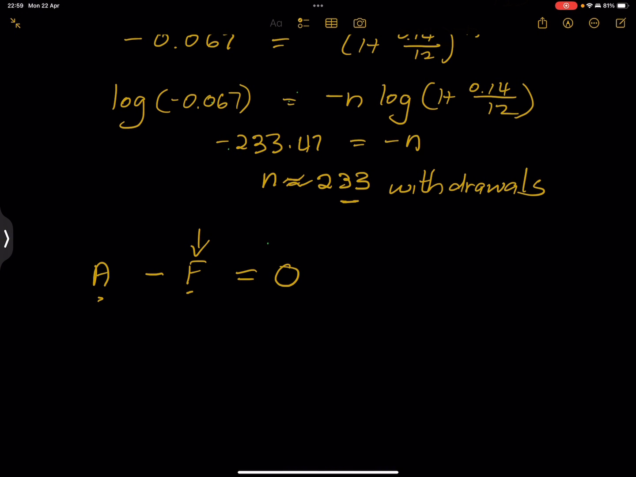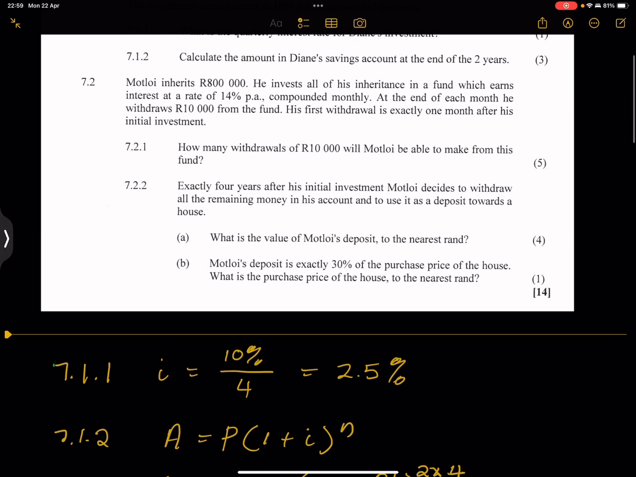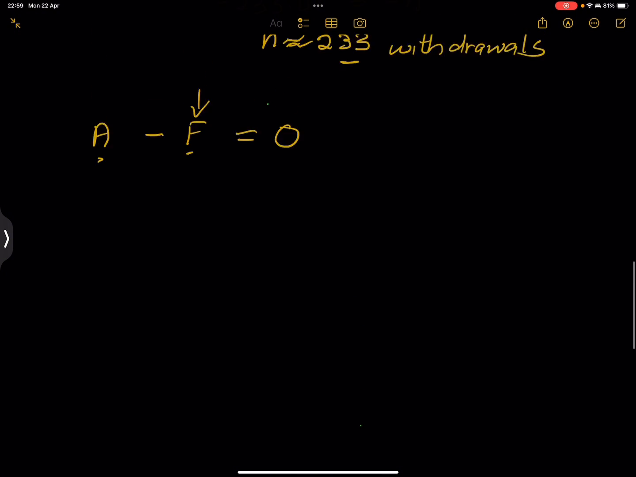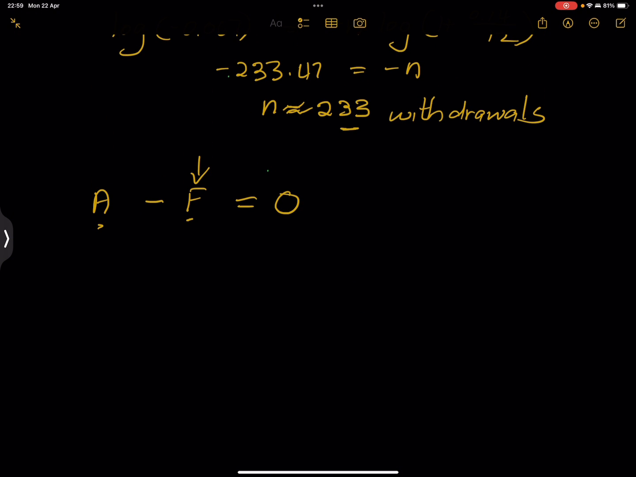But now Mutloi does not wait to get to those number of years, but instead what he's going to do is just make a withdrawal, take a lump sum, and use it as a deposit to the house. In this case, that is after 4 years. So which means we are looking at finding the balance of, not the loan, rather, the investment. How much is still left after he's made withdrawals for 4 years?